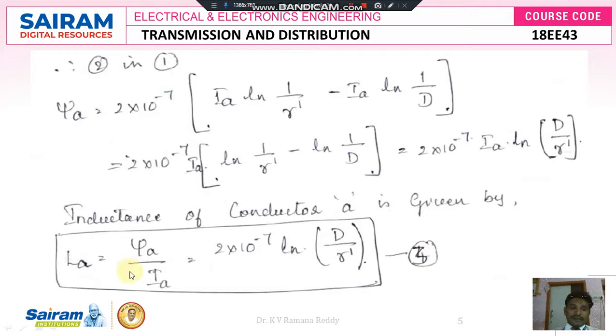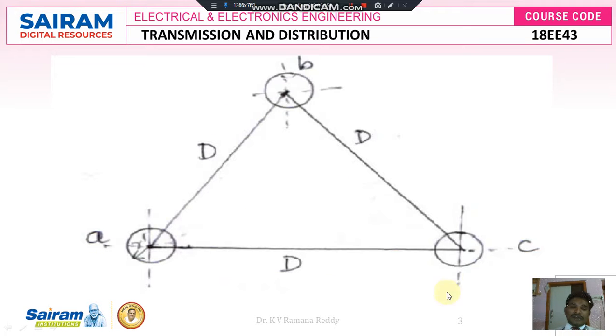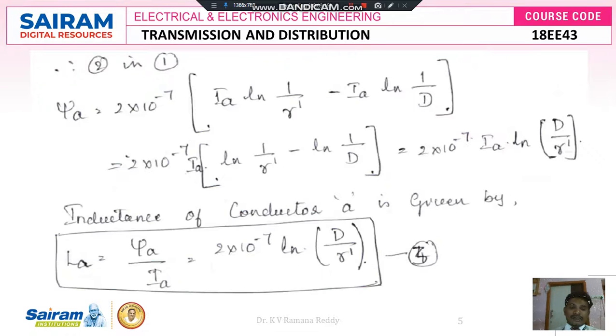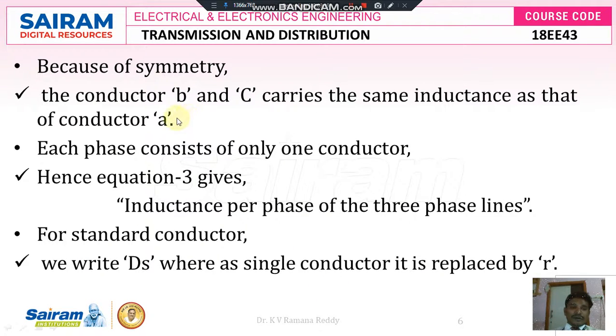Then I can write the formula LB is equal to 2 into 10 to the power minus 7 into Ln of D by R dash, and LC is equal to 2 into 10 to the power minus 7 into Ln of D by R dash. This formula is the same to find the inductance of conductor A, conductor B or conductor C, because if the network is symmetrical, it has equal impedance, equal resistance and equal inductance. So equal inductance is there in conductor B and conductor C once we calculate it for conductor A.